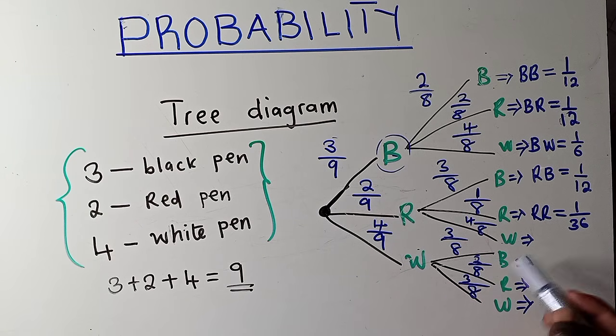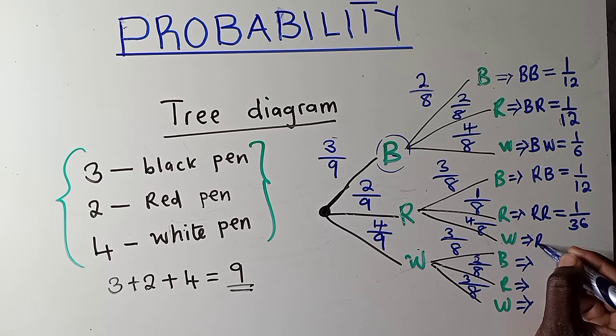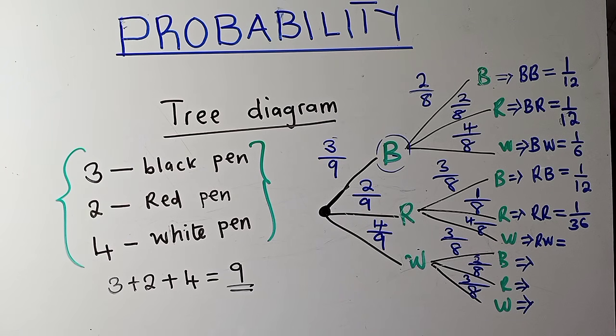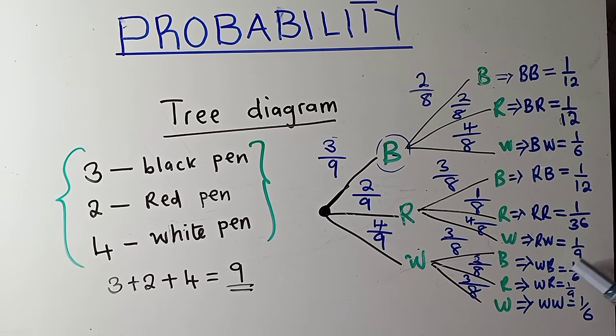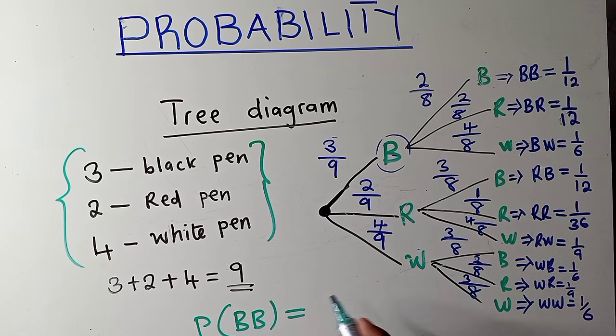So you need to calculate all of them. Here it's R, W. When you multiply, what are we getting? So yeah, this is what you basically need to get. So I've put the answers. This is 1 over 6, 1 over 9, 1 over 6. So you may be asked what is the probability of picking black, black? Okay, first round you pick black, second round you pick black. So the probability of picking this you just come this side. Where is black, black? B, B, it's right here. See, 1 over 12. So this is what you do.